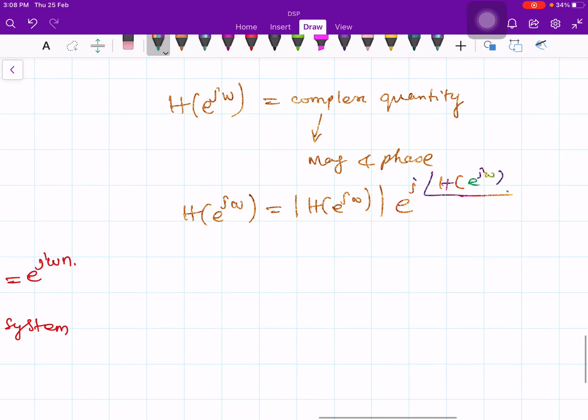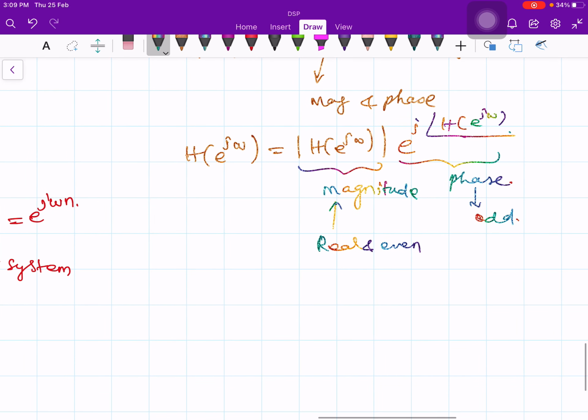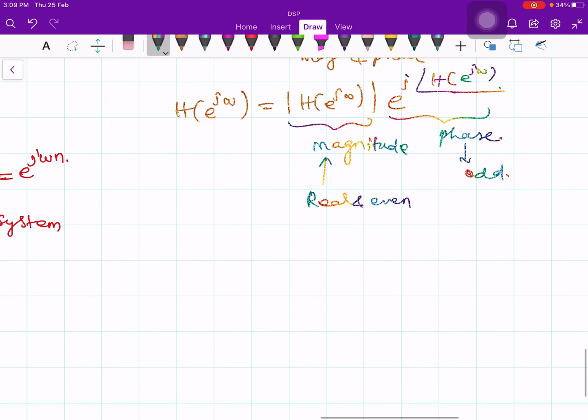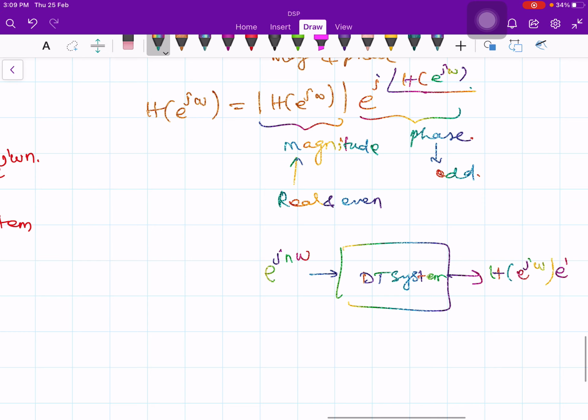Now, we know this is the magnitude and this is the phase. The magnitude is real and an even function. And what about the phase? The phase is an odd function, and it must also be a real quantity. Angle and phase are equivalent terms. Now, it is interesting to see that this e to the j n omega, in discrete time systems, leads to H of e to the j omega times e to the j omega n, isn't it?